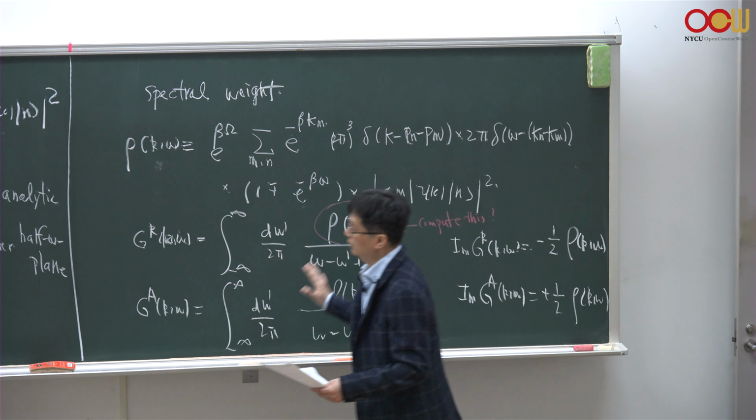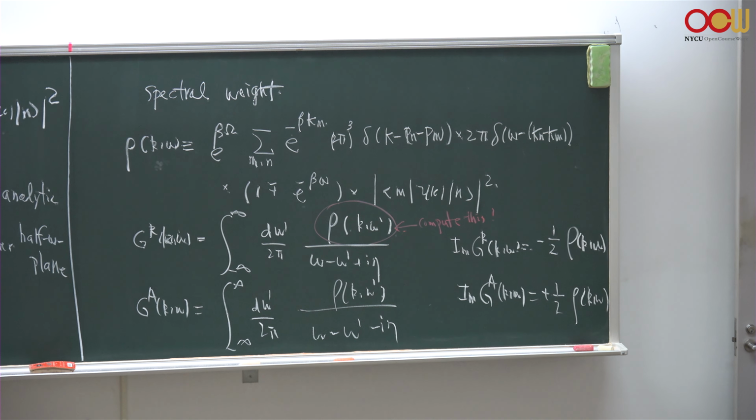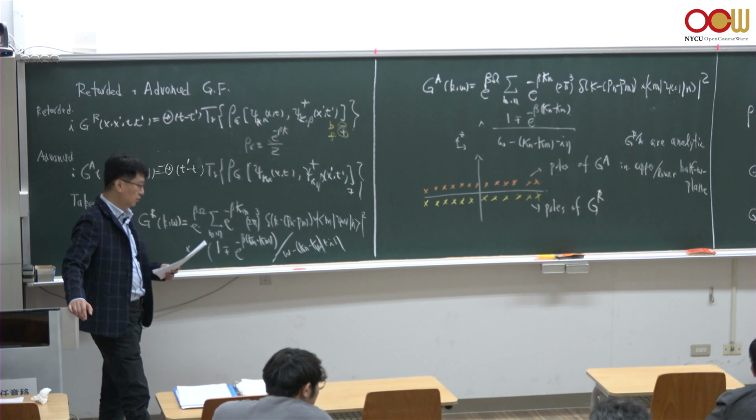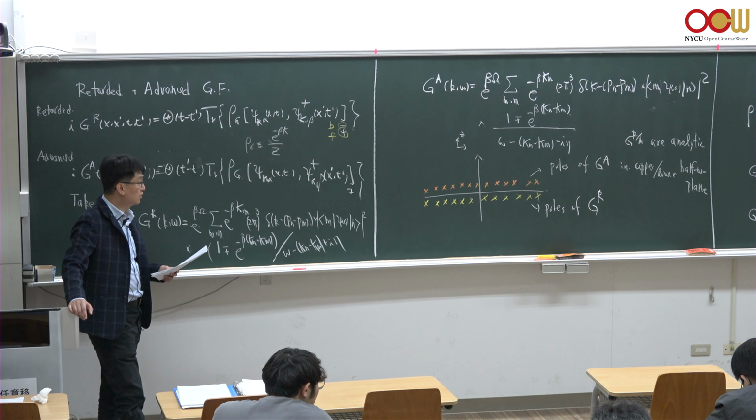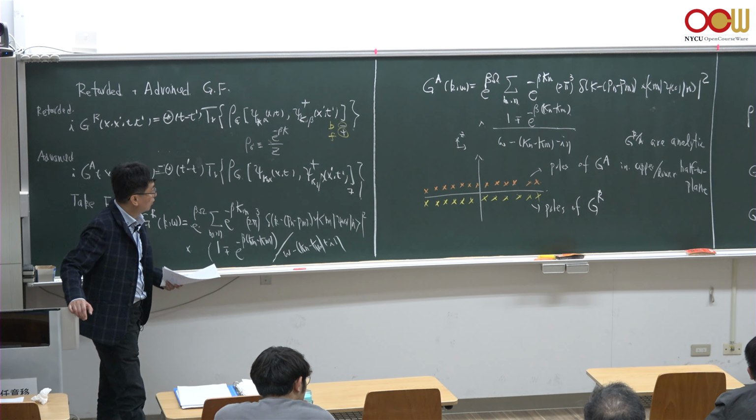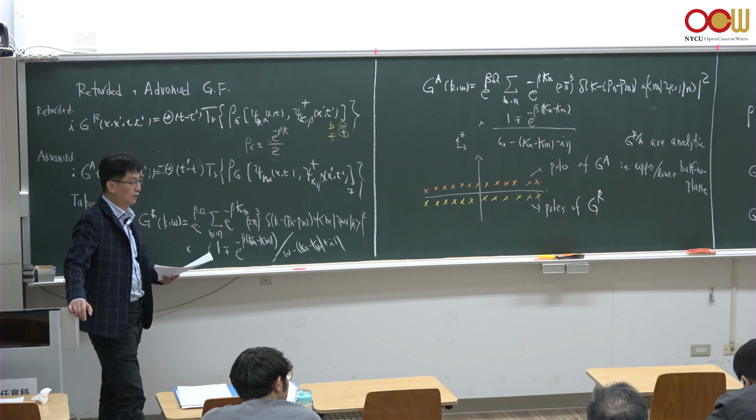So let's take a short break. When we come back, let's define this generalized function called gamma, which is the generalized form of the G retarded and G advanced in the complex plane.